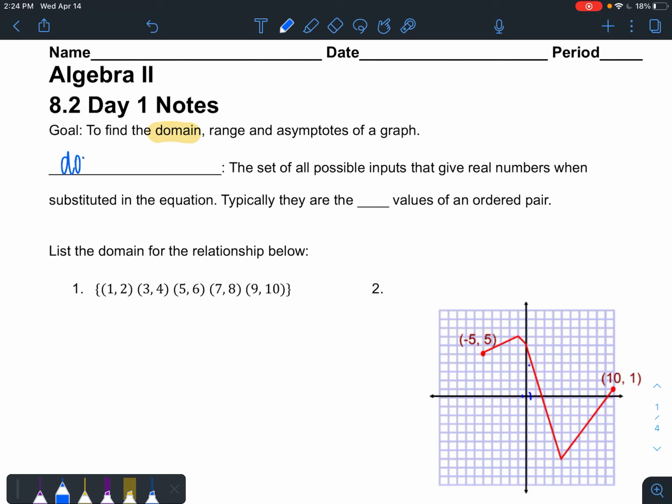Okay, so the domain, we've talked about it before, is the set of all possible inputs that give real numbers when substituted in the equation. Typically, they are the x values of an ordered pair. All right, so for this one right here, let's go ahead and list the domain. Take a second and do that. For this one, you should have had the domain is 1, 3, 5, 7, 9.